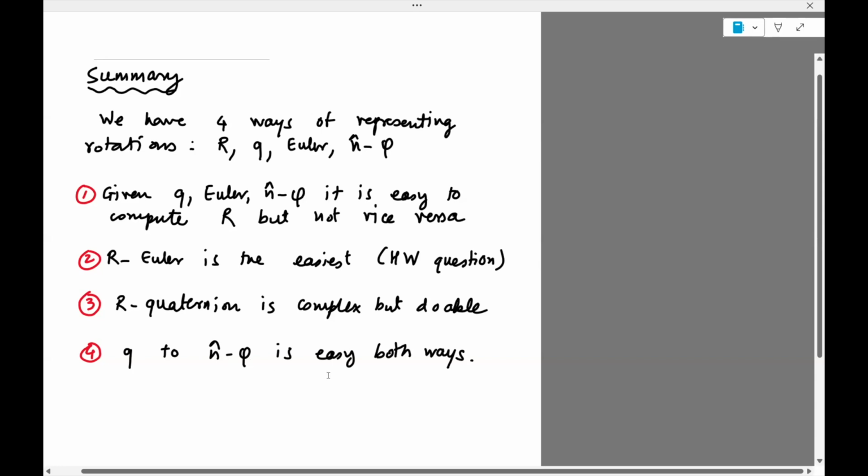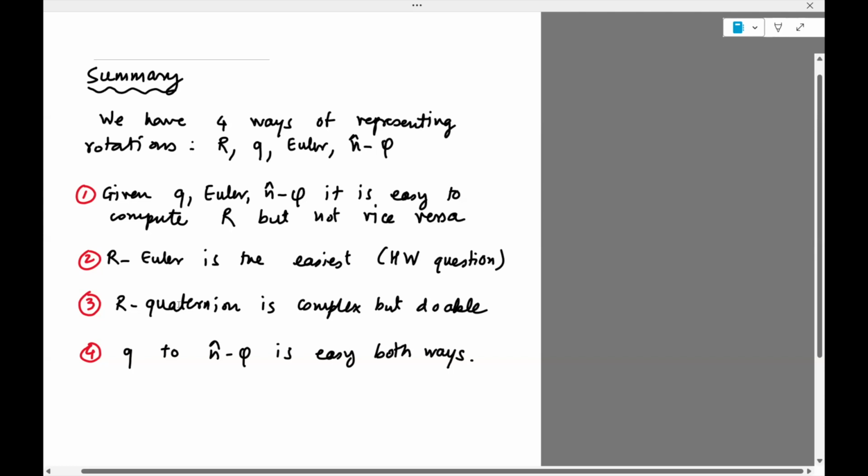So the key thing here is that if you want to do any conversion, let's say R to N and phi, you want to go through either the quaternion or the rotation matrix, because you can do this conversion either way. You could go from R to quaternion, quaternion to R, or even R to Euler. The reason why you don't want to go through Euler is because there's gimbal lock. So if you always go through the quaternion, you're safe.